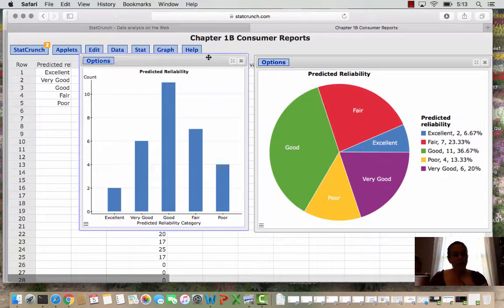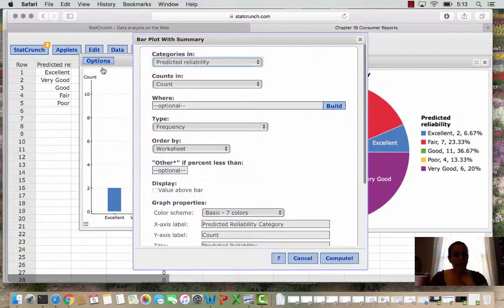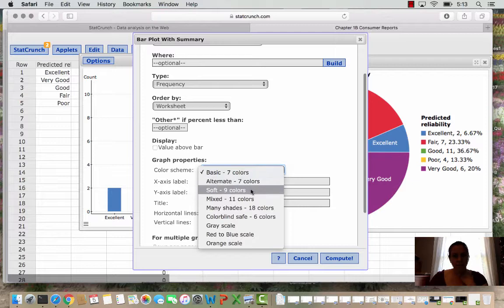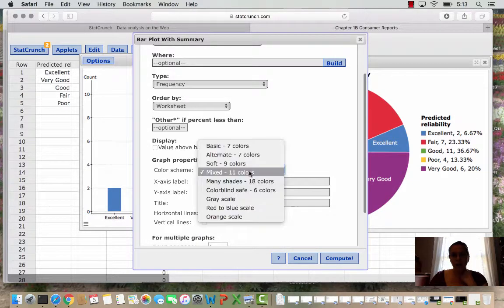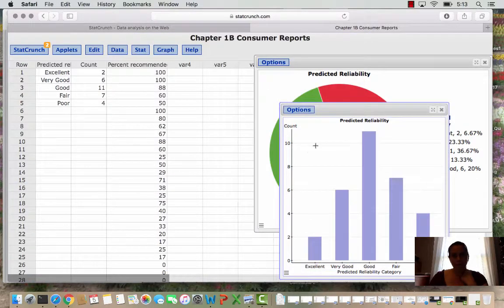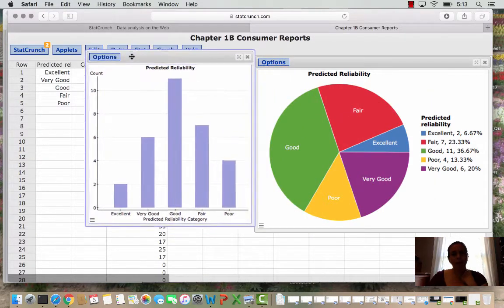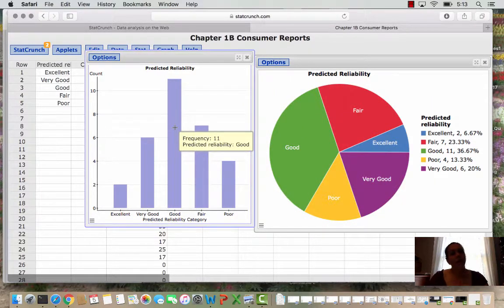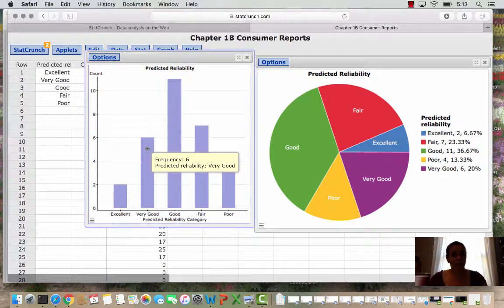If I want to make it look a little more interesting, I have color options. This is the basic color scheme. I can adjust it to maybe the many shades. Let's see how that one looks. It's just giving me purple here, but you can go in and adjust things to color different colors. What's nice about the bar plots in StatCrunch is that if you hover your mouse over, you can see exactly the frequency, which tells us how high the bar is, and that corresponds with predicted reliability good. If I hover over the very good category, I can see the frequency is 6.